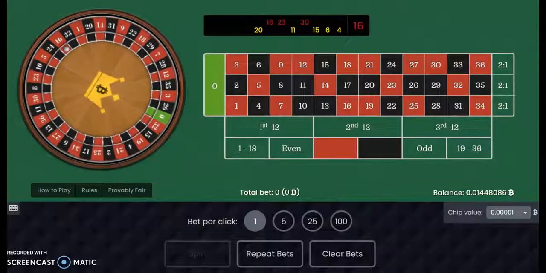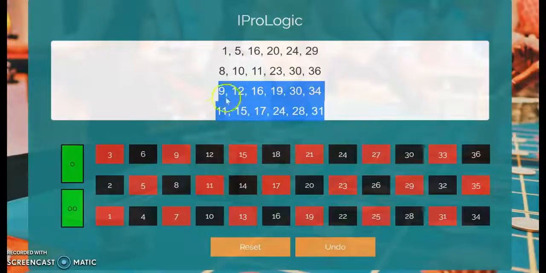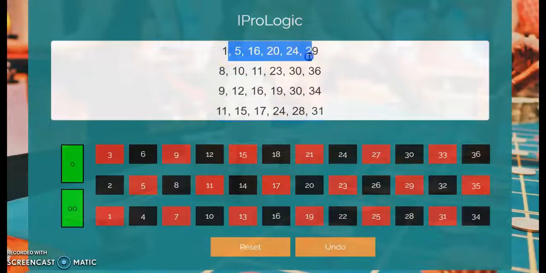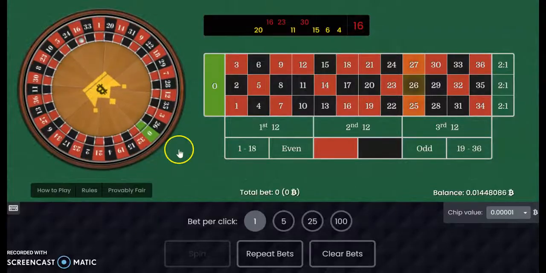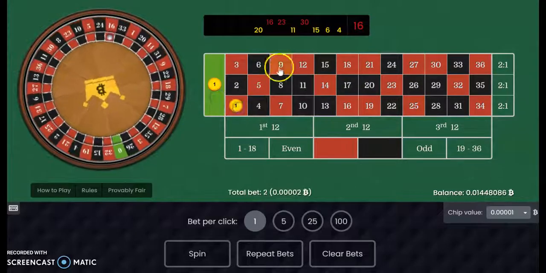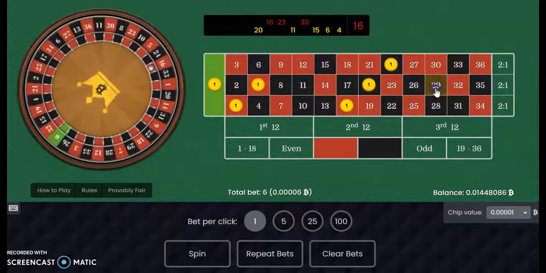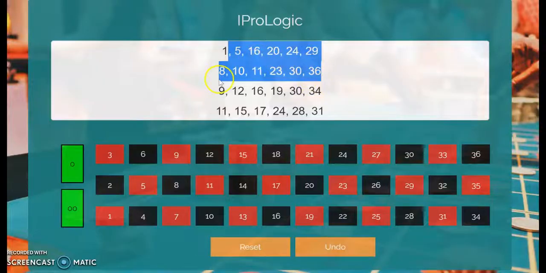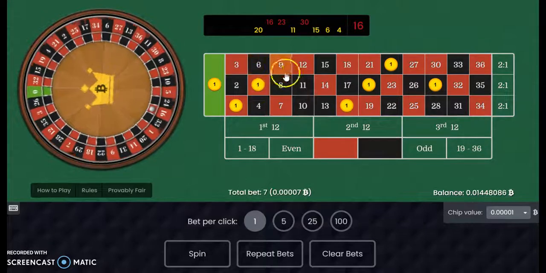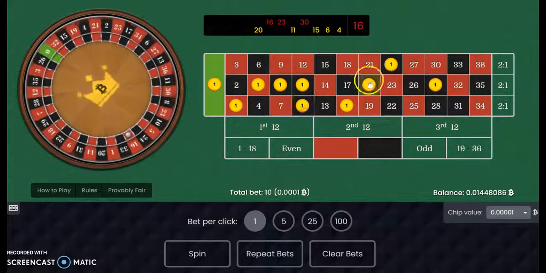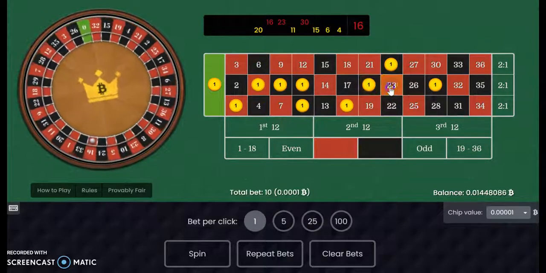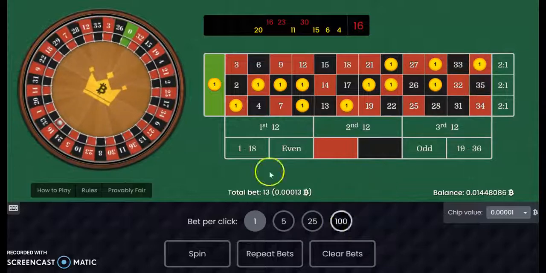Again, you're going to clear this, and this is what we're going to do. We're going to go to this pair now. So 1, 5, 16, 20, 24, 29. We're going to put a 0 in. 1, 5, 16, 20, 24, 29. And then we're going to go 8, 10, 11, 23, 30, and 36, plus your 0.